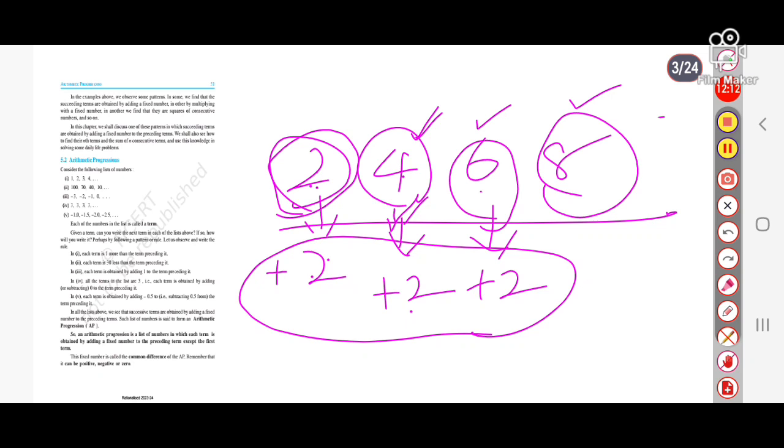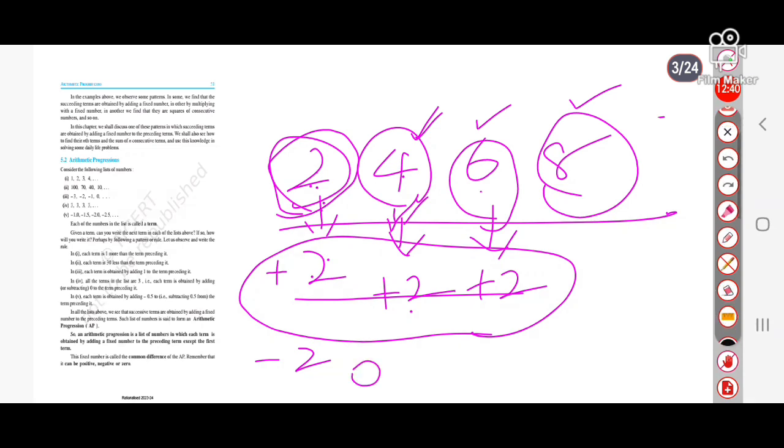Now they have given in the last point on this page, this fixed number is called the common difference. The fixed number is nothing but this plus 2, as I told you before. That is called the common difference in this arithmetic progression, which has been added to the preceding terms present in the sequence. Now they have said, remember that it can be positive, negative or 0. Say for example, it can be plus 2, minus 2 or 0.